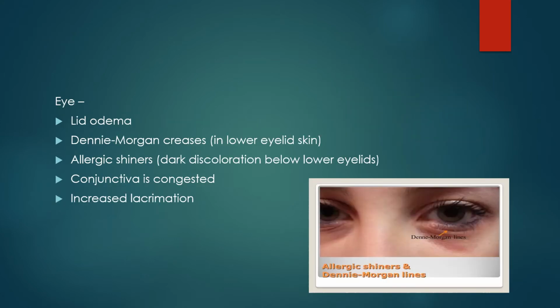Now, the ocular signs are lid edema, Dennie-Morgan creases on the lower eyelid, as you can see here, and allergic shiners, that is, very dark discoloration below the lower eyelids, and this is due to venous congestion around the eye. They have a cobblestone appearance of the conjunctiva and increased lacrimation.